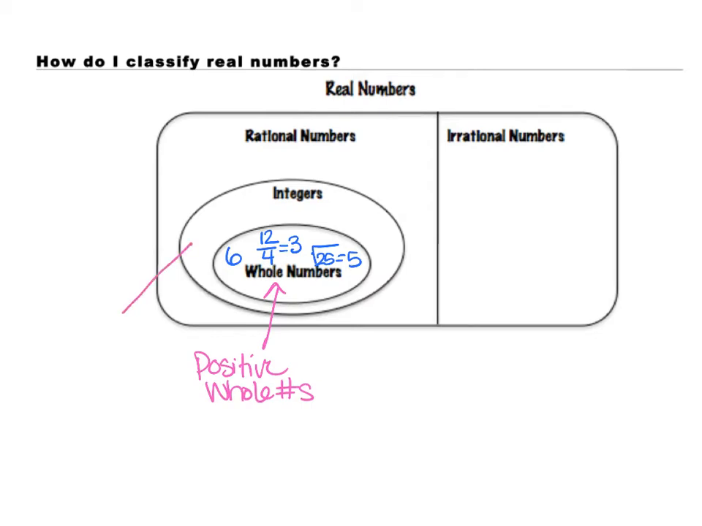So right here, those integers. Integers include the positive and negative whole numbers. So it's all of the whole numbers. It includes 6, the 3, the 5, all of those types of numbers, but this means it's going to have the positive and negative whole numbers. So they're not fractions.